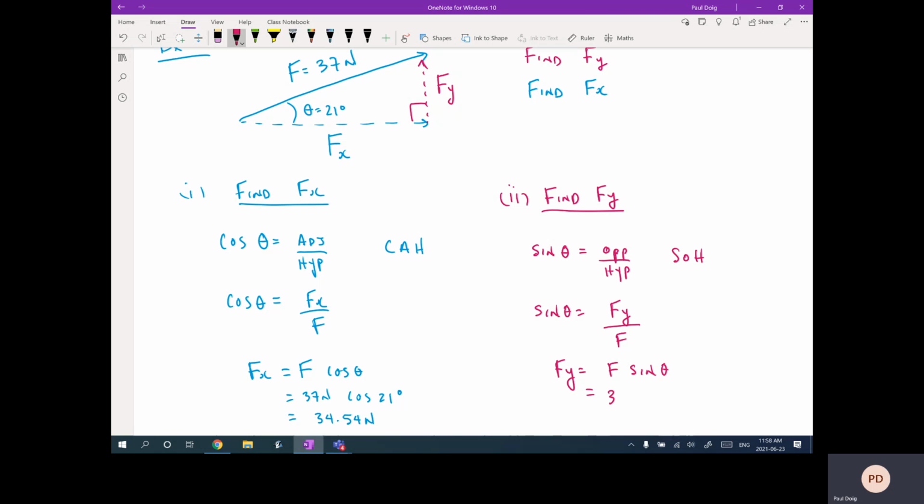And as a result, what do we have? 37 newtons times the sine of 21 degrees. And so how long is that y component? That y component is 13.26 newtons. And there you have it. That's your first little lesson on components using your trigonometry and your knowledge on how to use SO and CA.